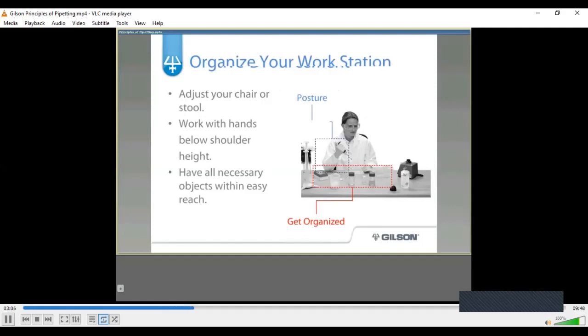After you've picked out your pipette, you want to make sure that you organize your workstation. Adjust your chair or stool so it's the appropriate height. You should be able to rest your elbow comfortably on the surface and still pipette. Always work with your hands below shoulder height, and make sure that all necessary objects are within easy reach. So the most used objects should be closest to you, and the least used objects should be further away.